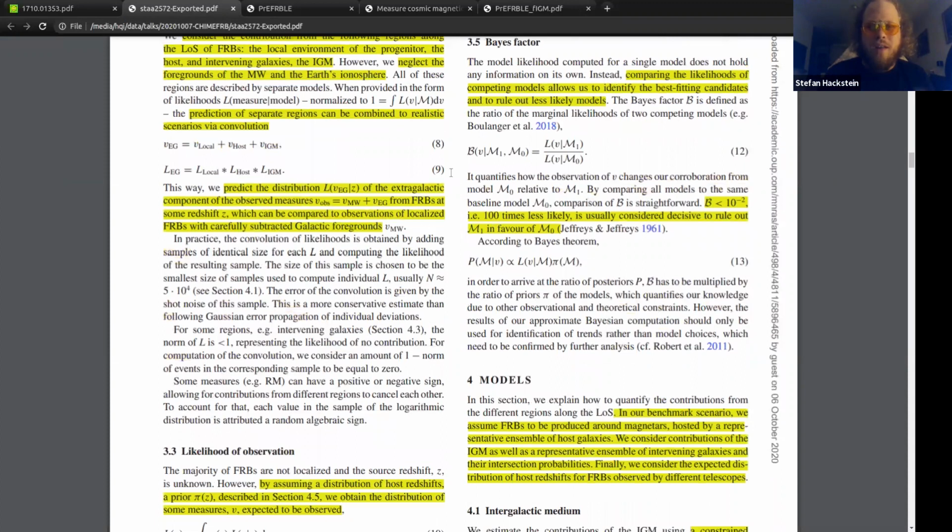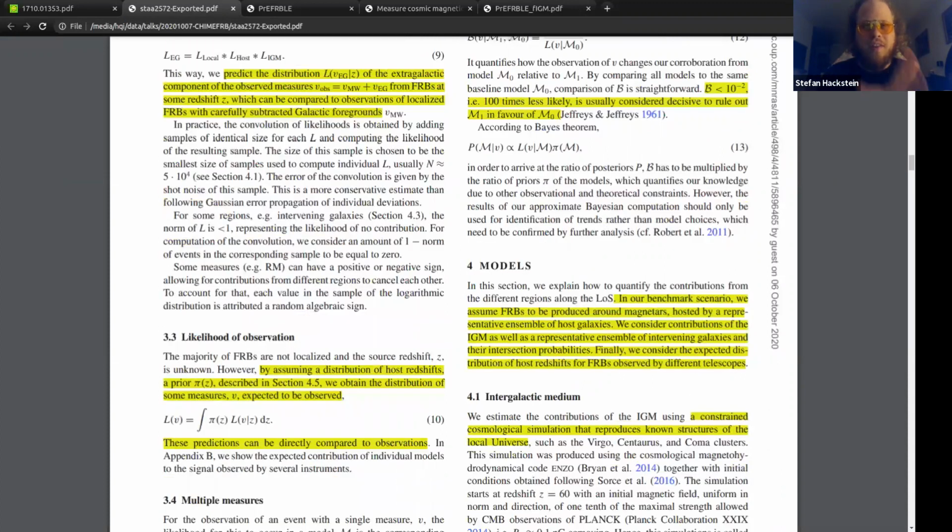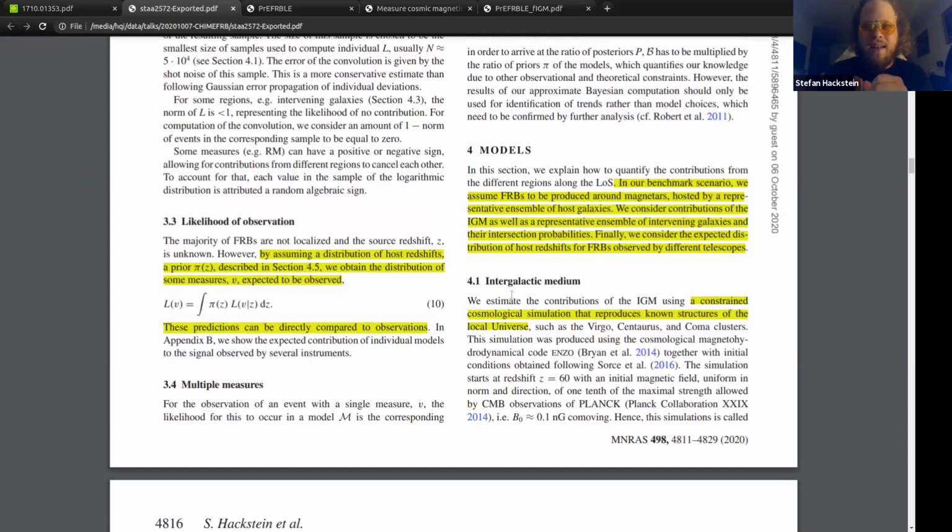Okay, thank you. But this is already some model questions, and this is what we'll come to right now. I'll shortly give you an overview of the models that we're actually looking at. As I said, we are looking at the intergalactic medium, the intervening galaxies, the host galaxies, and the circumburst environment, and we assume that fast radio bursts are produced by magnetars.